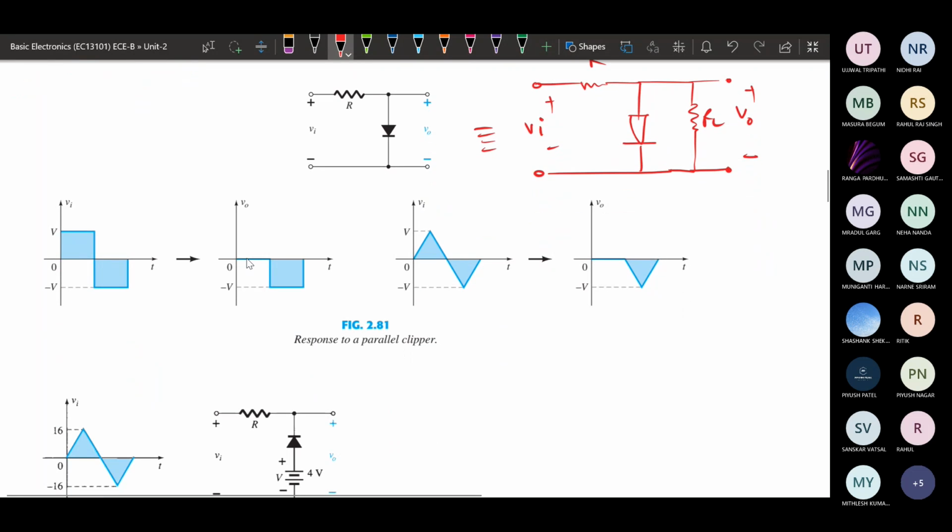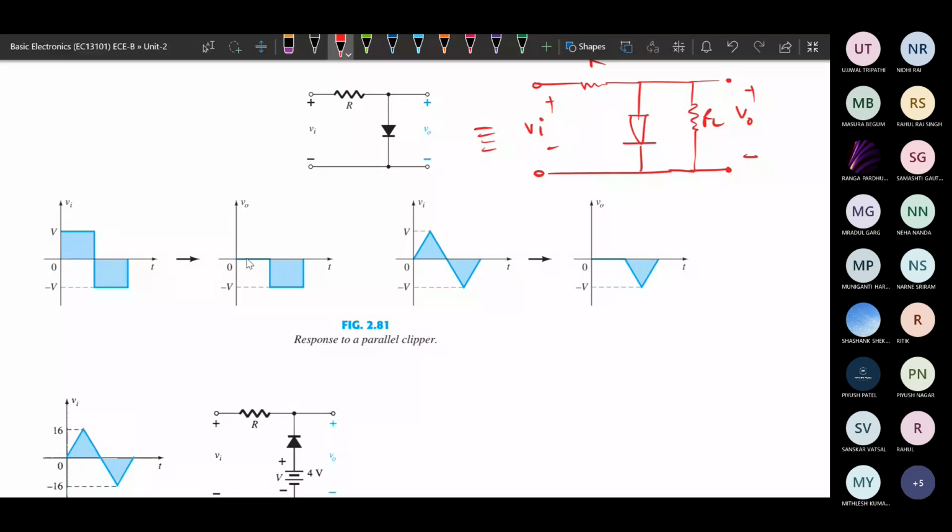Okay, so from there we can just provide like this is the input, and with respect to that we can get the output. So if we are providing the input, for positive voltage the diode will be on. If it is on, it is a short circuit. If it is a short circuit, then the output will be 0. Okay, so on the negative side it will be reverse bias. If it is reverse bias, it will be an open circuit. So whatever voltage we are applying, the same voltage will be appearing.